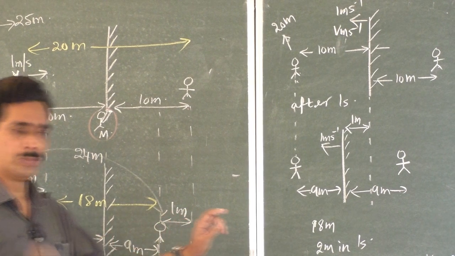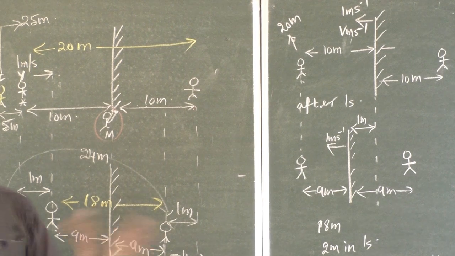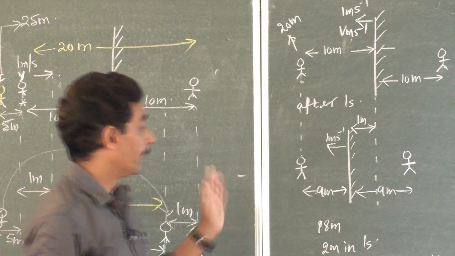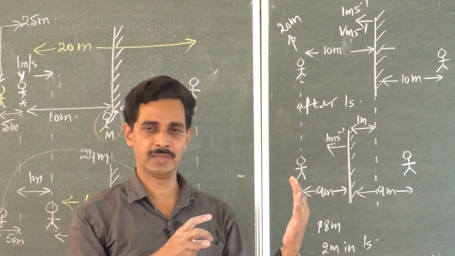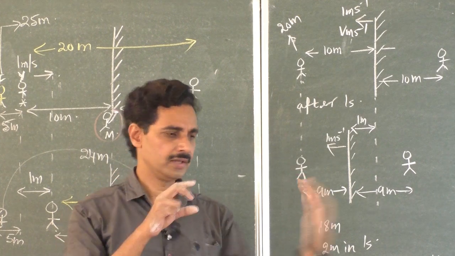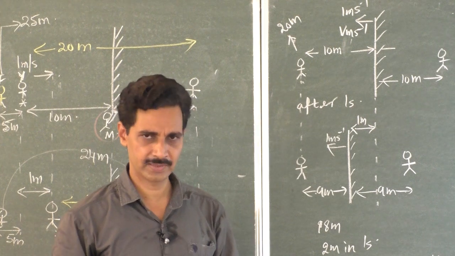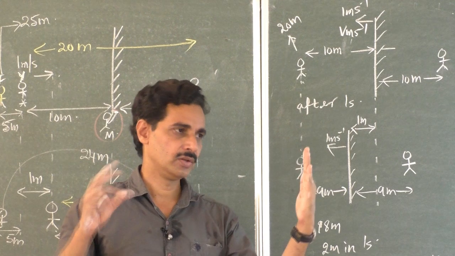Now I will give you a homework. You are running towards the mirror, and the mirror is also running towards you, right? Mirror is running towards you, and you are also running towards the mirror. Say same speed, v, v. Take it as 1 meter per second, 1 meter per second. Suppose you get the answer as 4 meter per second, then it is 4v answer. Whatever it is, I don't know how much I get. You have to analyze it.